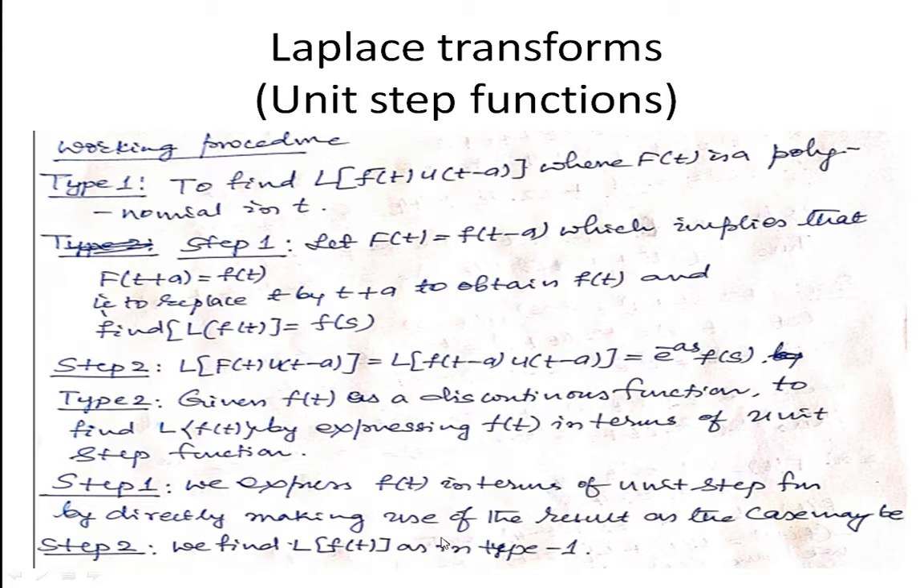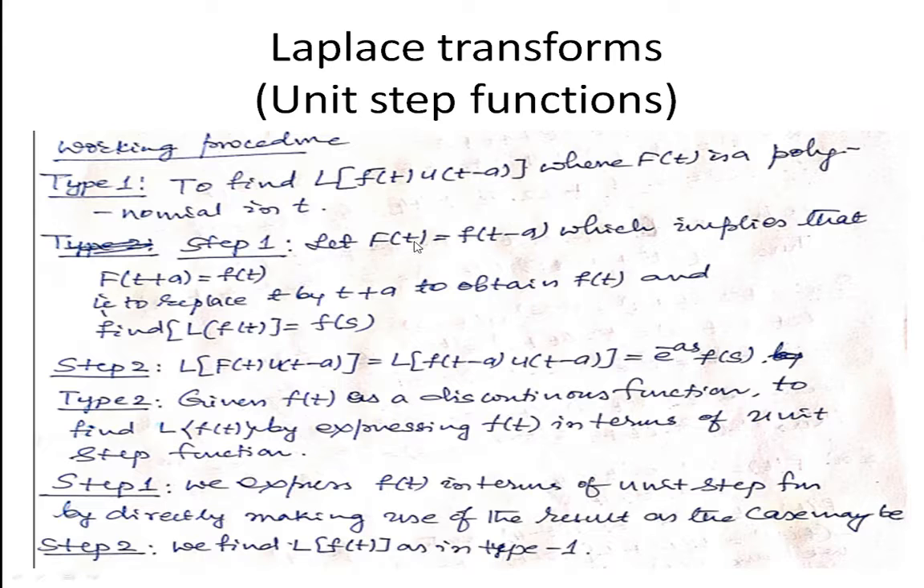In continuation of our yesterday's examples regarding the unit step function, you might have seen the formula for the unit step function in the previous class. Now we shall go for the same with the working procedure. Type number 1: to find L of F of t into u of t minus a, where F of t is a polynomial in t. Refer here, capital F of t is a polynomial, I mean t square, t cube, t to the power 4, root t, like this.